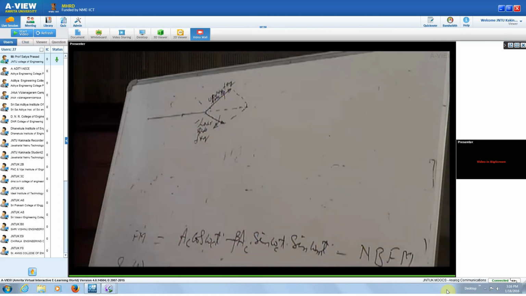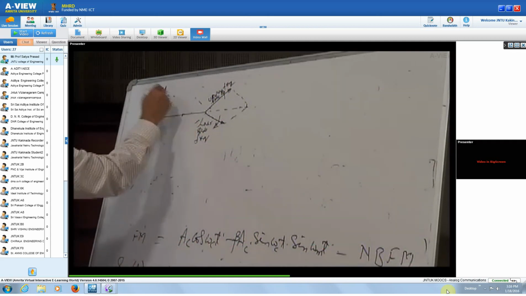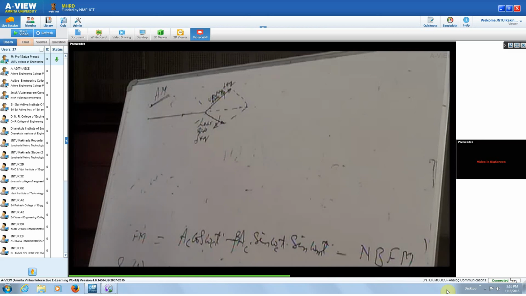So amplitude is increasing and decreasing with this phasor diagram, right? That's what your phasor diagram of your AM signal. Then what is the phasor diagram of this?